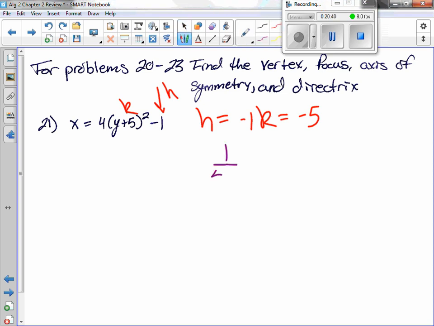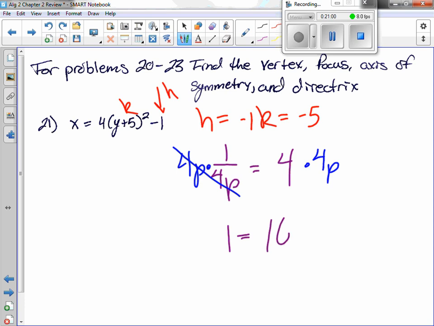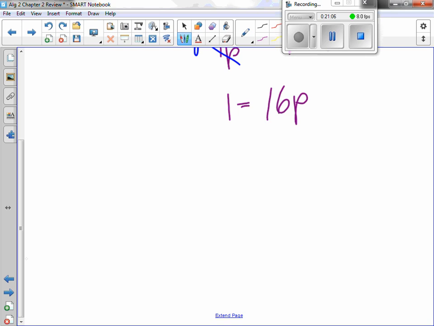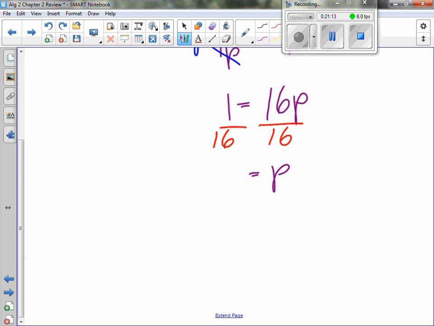And 1 over 4p is equal to what? 4. 1 over 4p is equal to 4. So what do we need to do to both sides? We need to multiply both sides by 4p, because these will cancel out, leaving us 1 is equal to 16p. Then what do we need to do? Divide both sides by 16, and I get p is equal to 1/16.